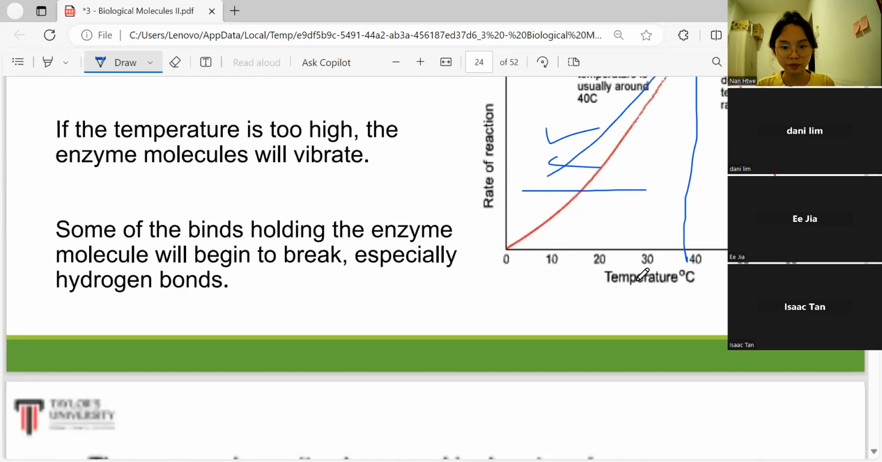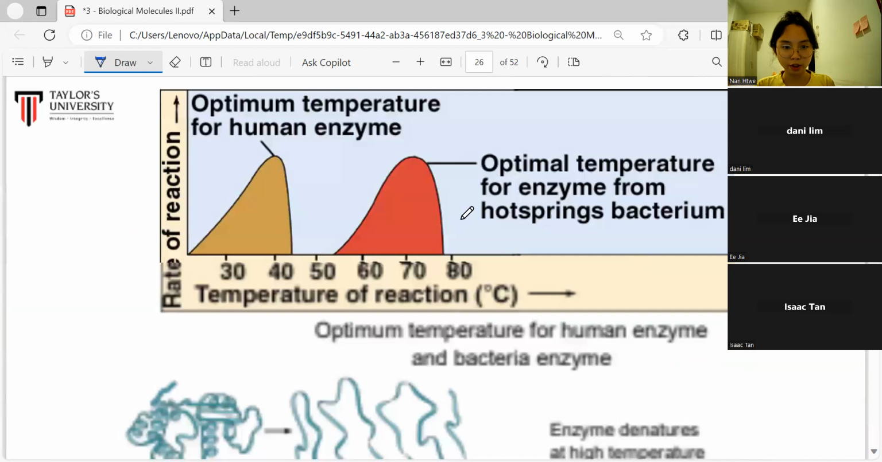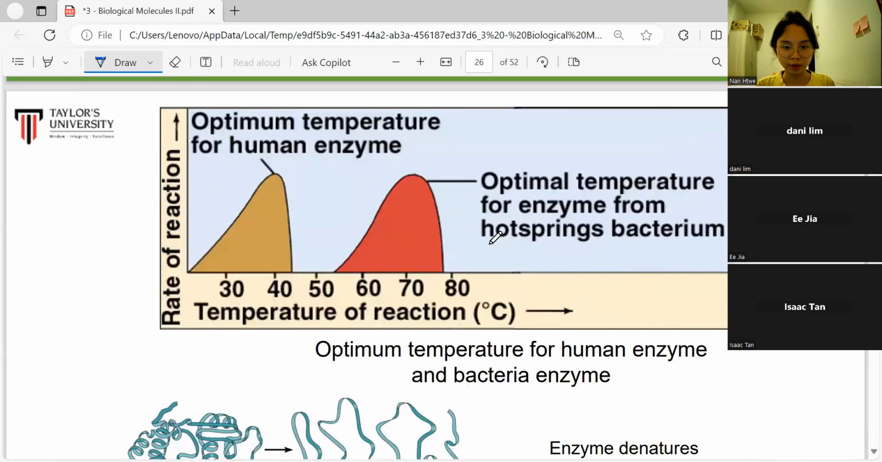The same goes for the pH. But what I want to show is here. This is for hot spring bacteria, which can survive in high temperature. So for this type of bacteria, the optimal temperature is 70 degrees Celsius. So this is the highest rate of reaction here. But then if the temperature decreases, the rate of reaction starts decreasing. And the same goes for the high temperature.